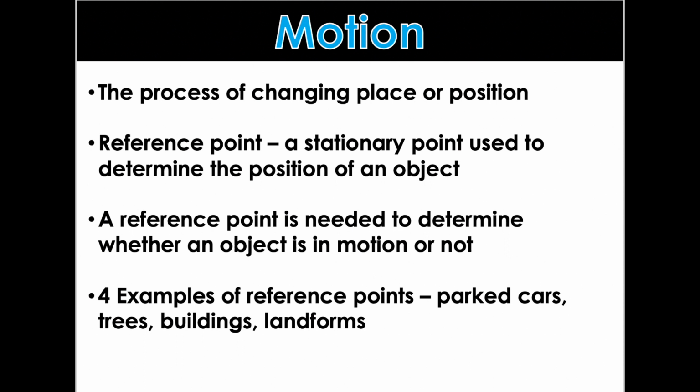Motion is the process of changing place or position. A reference point is a stationary point used to determine the position of an object. A reference point is needed to determine whether an object is in motion or not. For example, reference points could be parked cars, trees, buildings, or landforms.